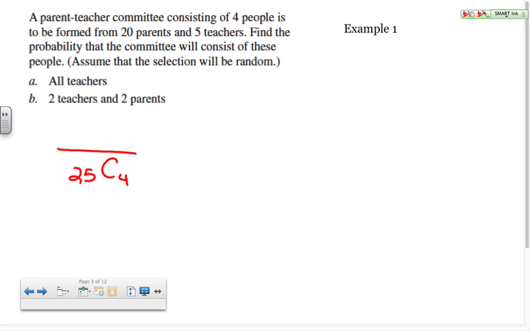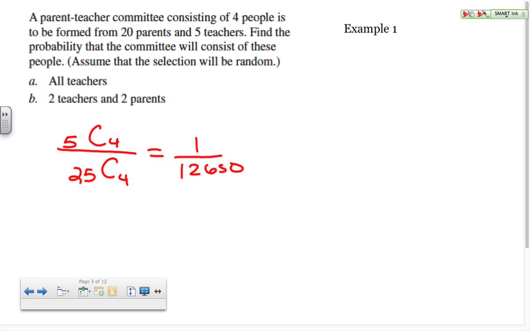So 25 people, and we're going to choose 4 people, so I need to do this in my calculator, probability, nCr. That's my total number of possibilities. I have 12,650 possibilities for the number of groups that I can choose. What's the probability that I choose all teachers? So what's the number of ways that I can choose all teachers? Well, I only have 5 teachers, and I'm going to be choosing 4.